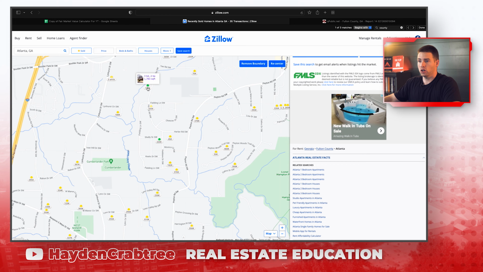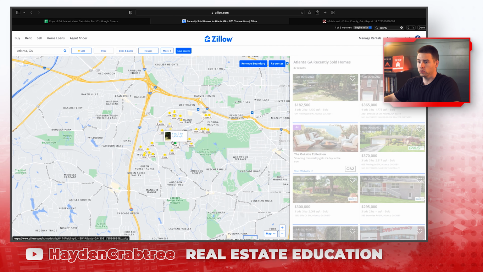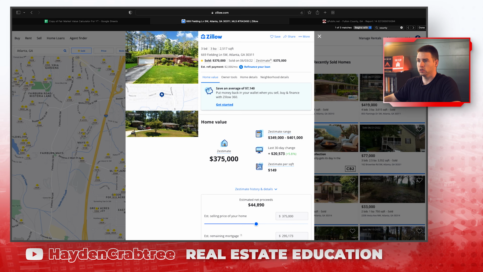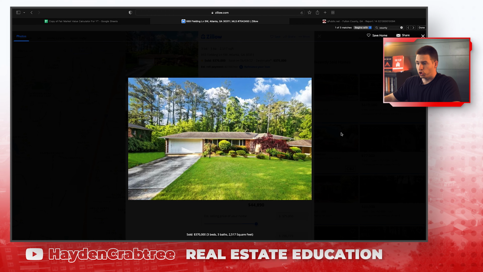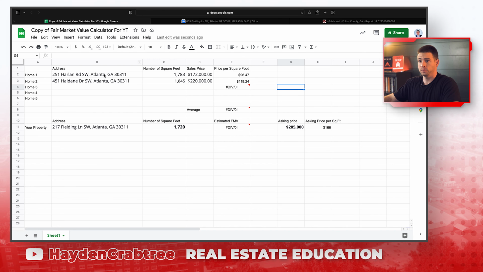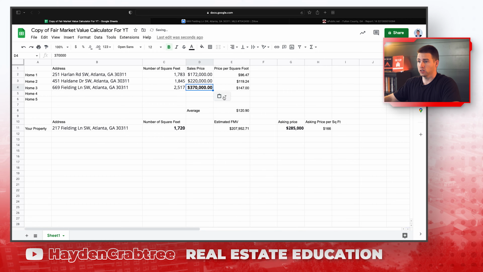Let's see, we saw this one, we used that one already. Let's see, whoops, too far out. Let's take a look at this one. This is a pretty nice looking property, so we'll use this one as a comp. And we'll paste it there. Number of square feet, we had 2517. And this one sold for $370,000, $147 a square foot.